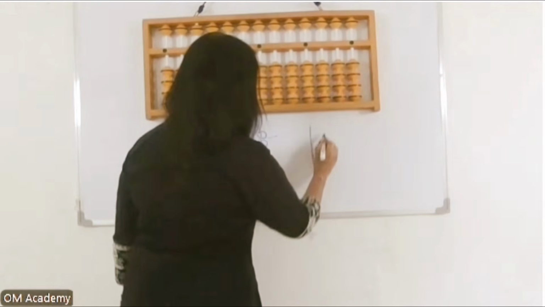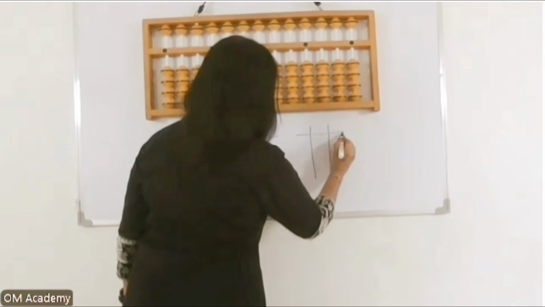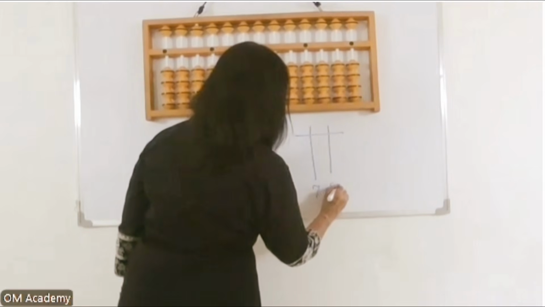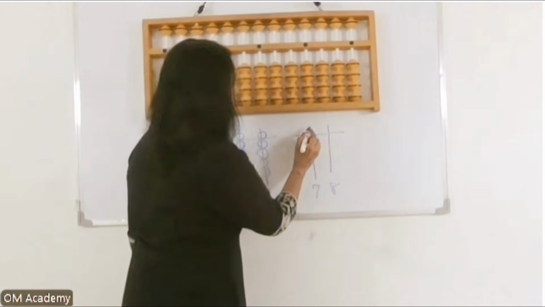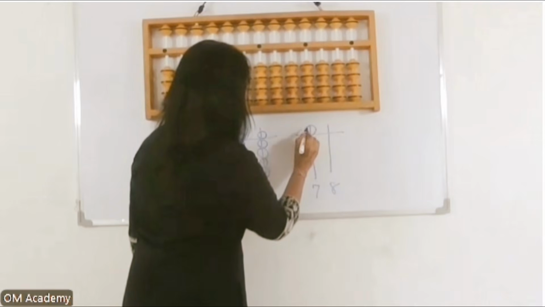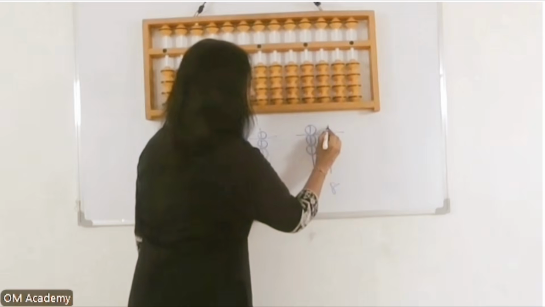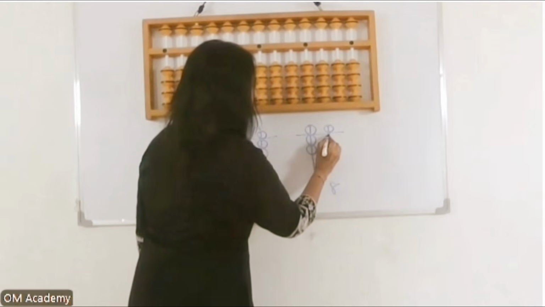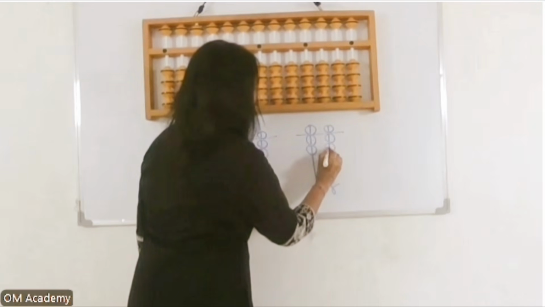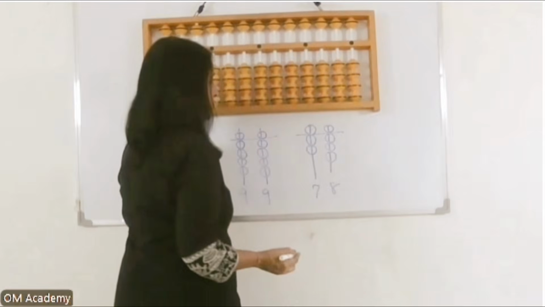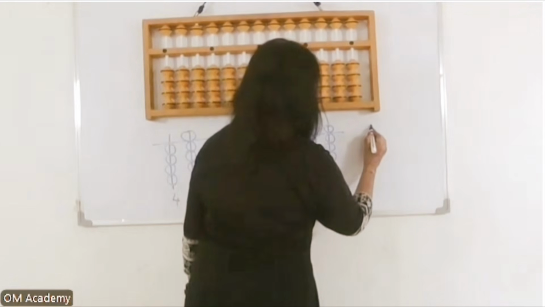One more number, 78. 7 means on the tens place one upper bead, 5, 6 and 7. On the ones place one upper bead, 5, 6, 7 and 8. So it is 78.